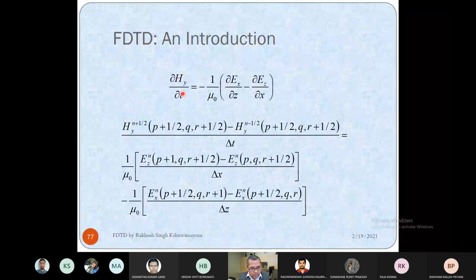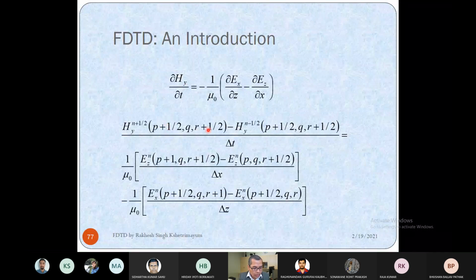Similarly, you can look at this equation here, ∂Hy/∂t. Hy is at the center of the face in the xz plane. So x and z would be half integer space steps, p plus half, r plus half. Y would be the integer q here, the running index for y is q. Then n plus half, n minus half, divided by delta t.